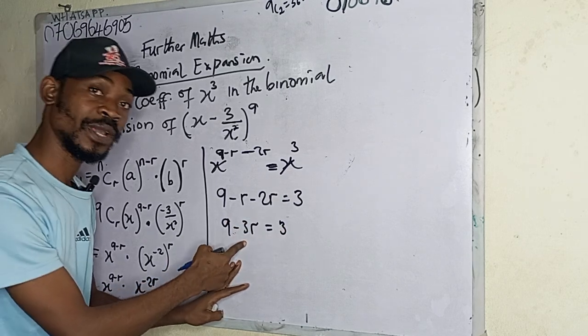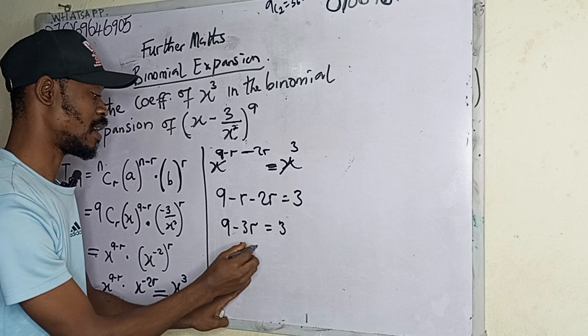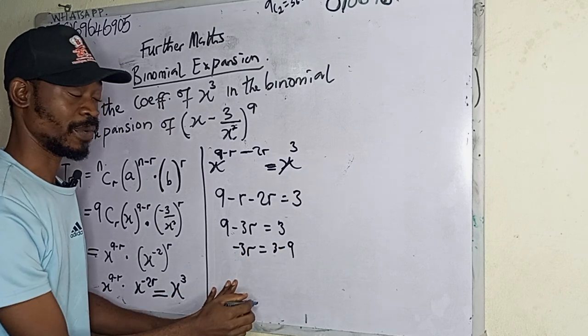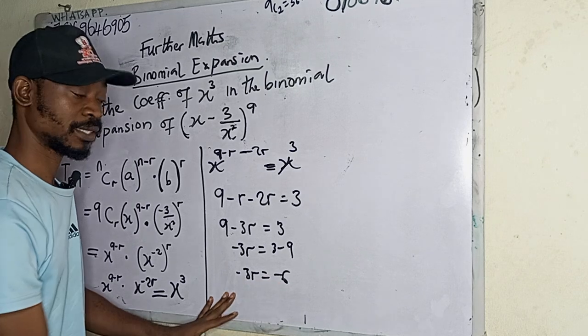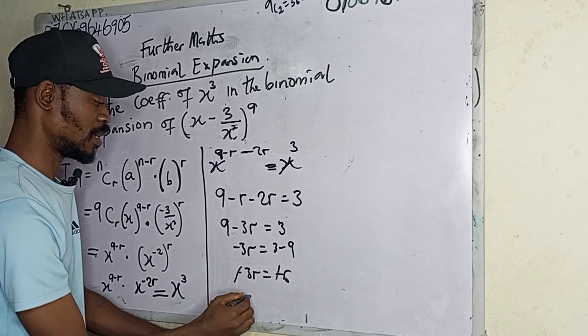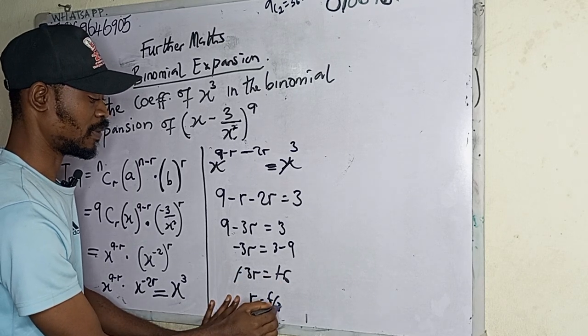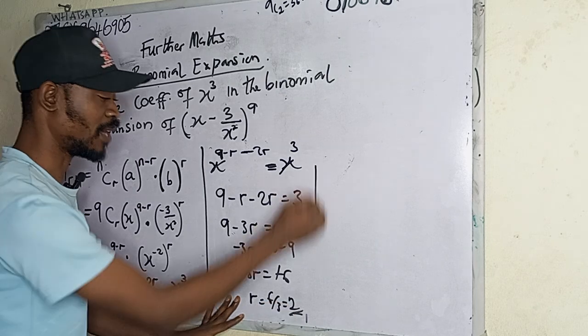Making r the subject of the formula, I'm having minus 3r equals 3 minus 9, right? 9 goes to the other side. So minus 3r is going to become negative 6. So negative will cancel negative. r is going to be 6 divided by 3. So r is going to be 2. So we've gotten the value of our r.